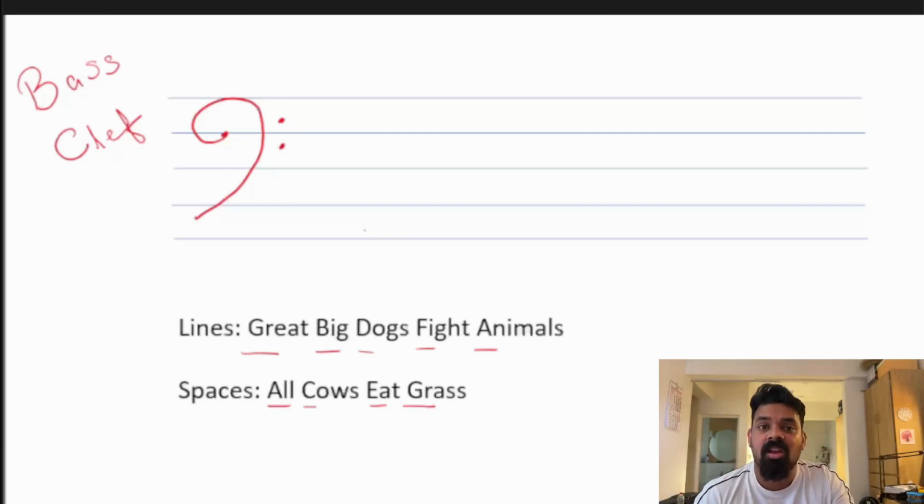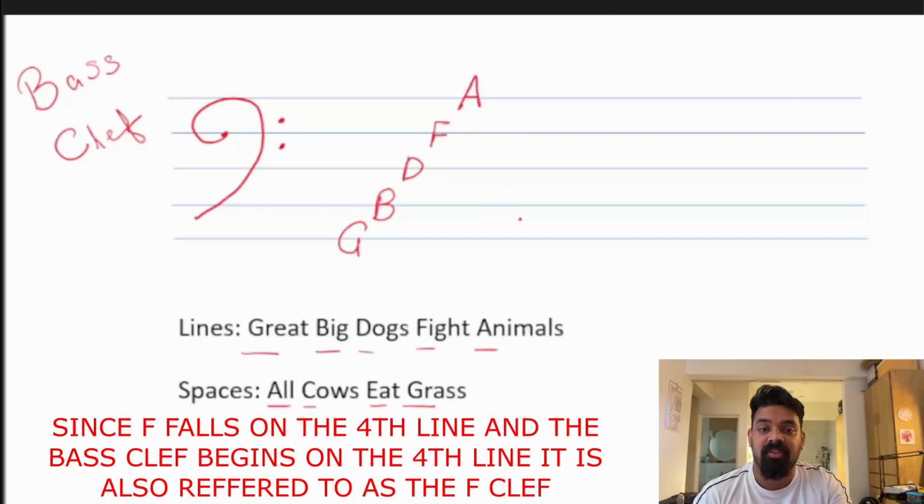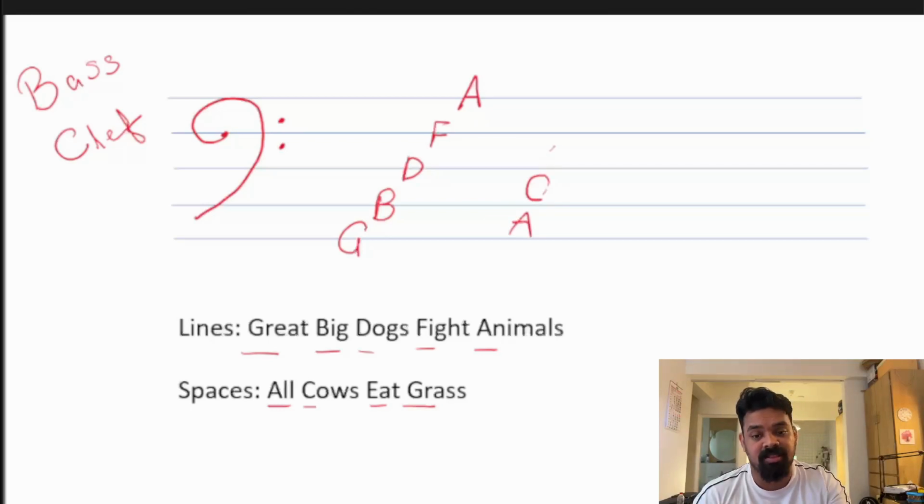Now let's put these on our lines and spaces. So G comes on the first line, B falls on the second line, D falls on the third line, F falls on the fourth line, and A falls on the fifth line. Now coming to the spaces, A falls on the first space, C falls on the second space, E falls on the third space, and G on the fourth space.